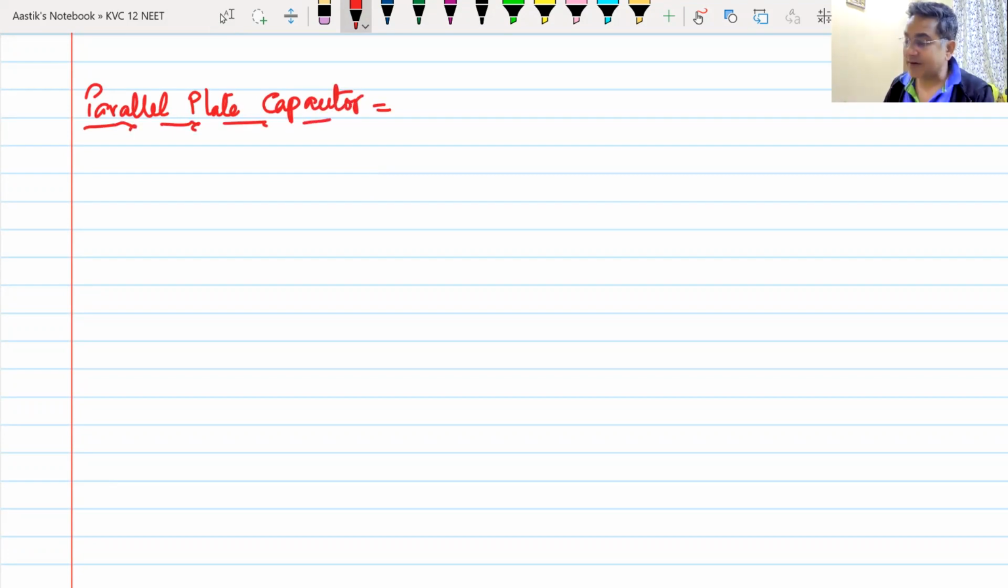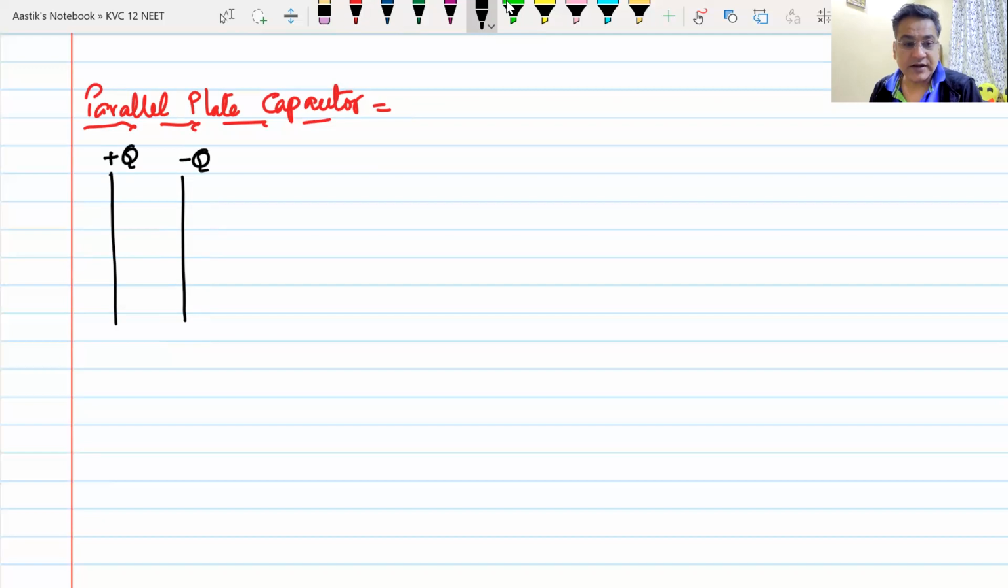The meaning of this parallel plate capacitor is hidden in the name itself. So a parallel plate capacitor basically consists of two plates which are placed parallel to each other. One of the plates is given a charge plus Q and the other plate is given a charge minus Q. How do we give this capacitor the charge plus Q and minus Q? We actually connect it to a battery, and that is how we give the capacitor a charge.